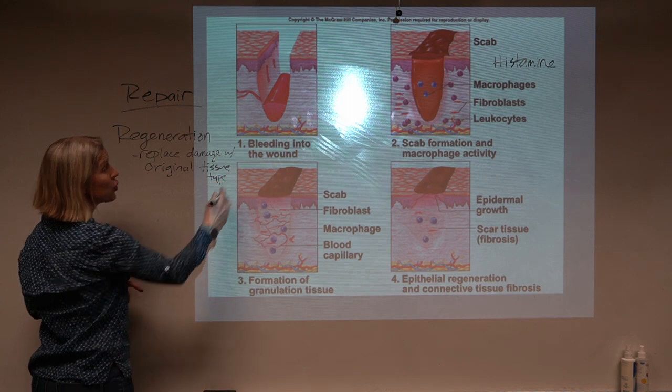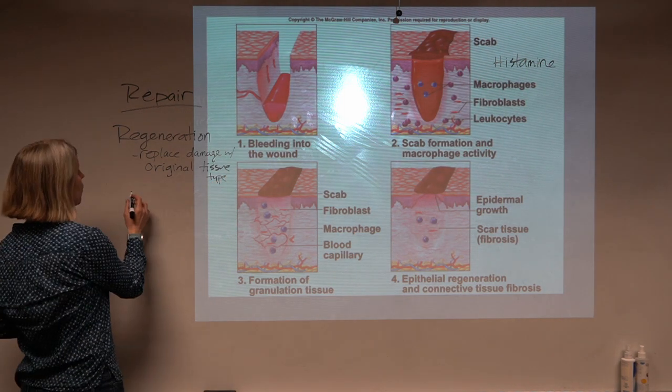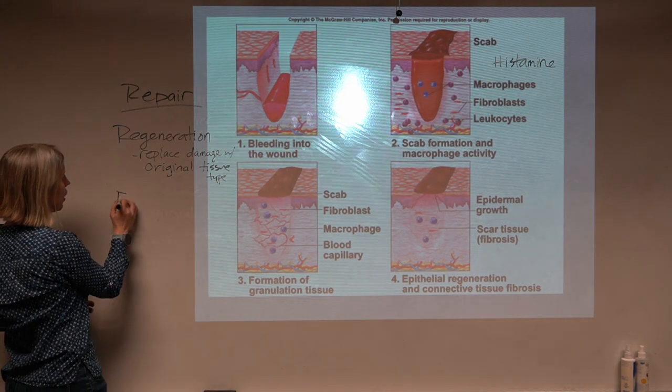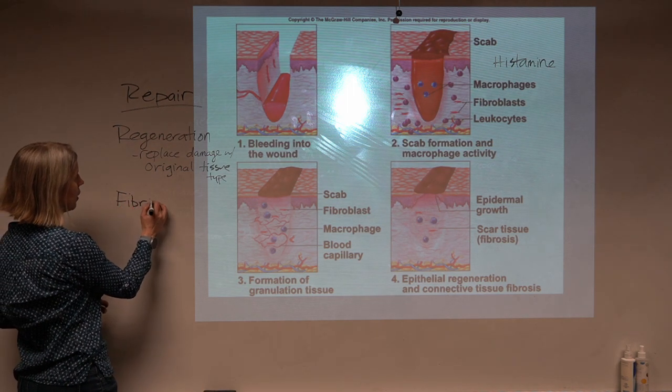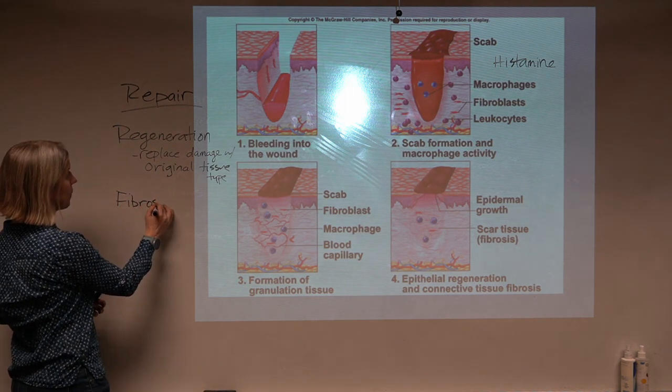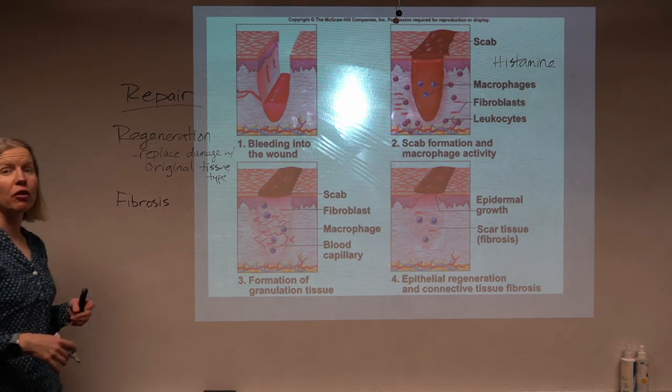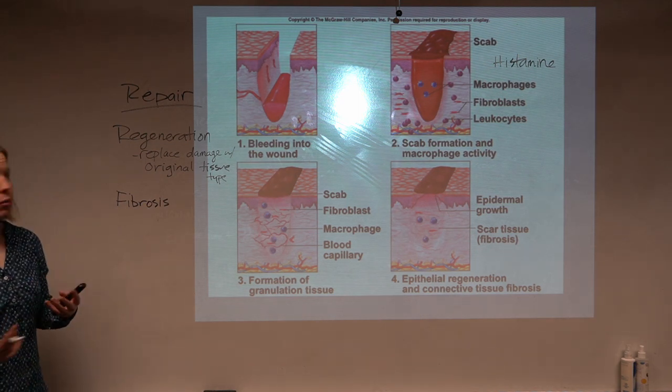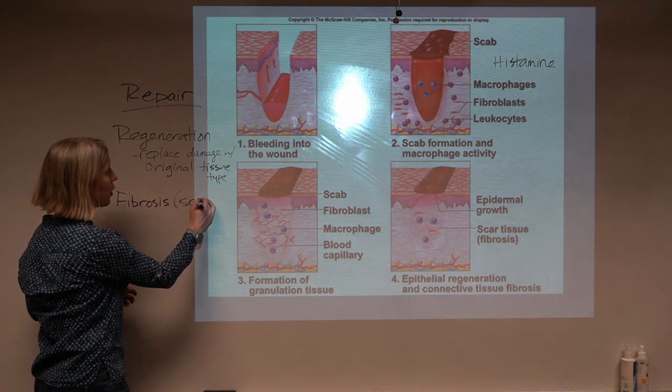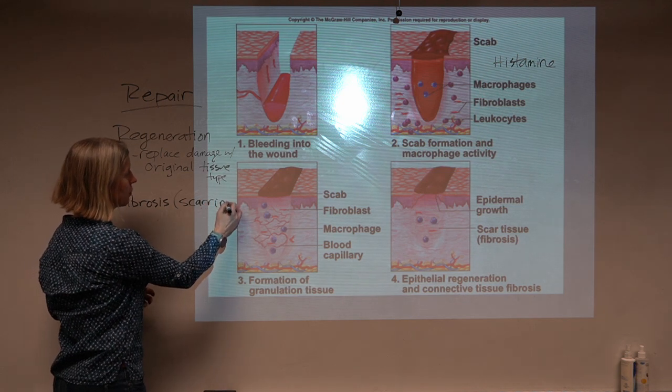Right? And then that tissue is functional. It can do the job it was supposed to do. The other outcome is what's called fibrosis. And fibrosis is basically what you would call scarring.